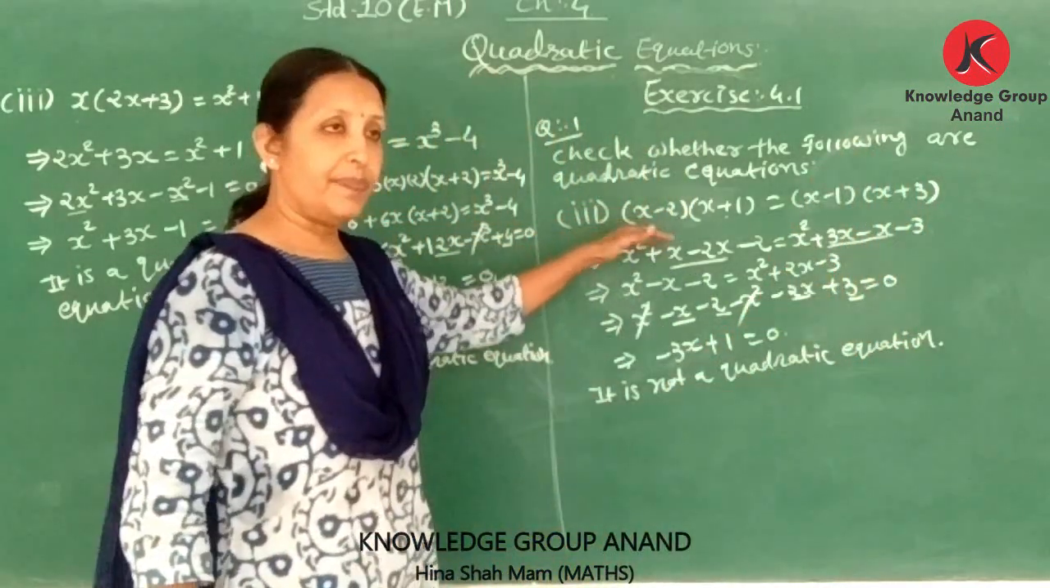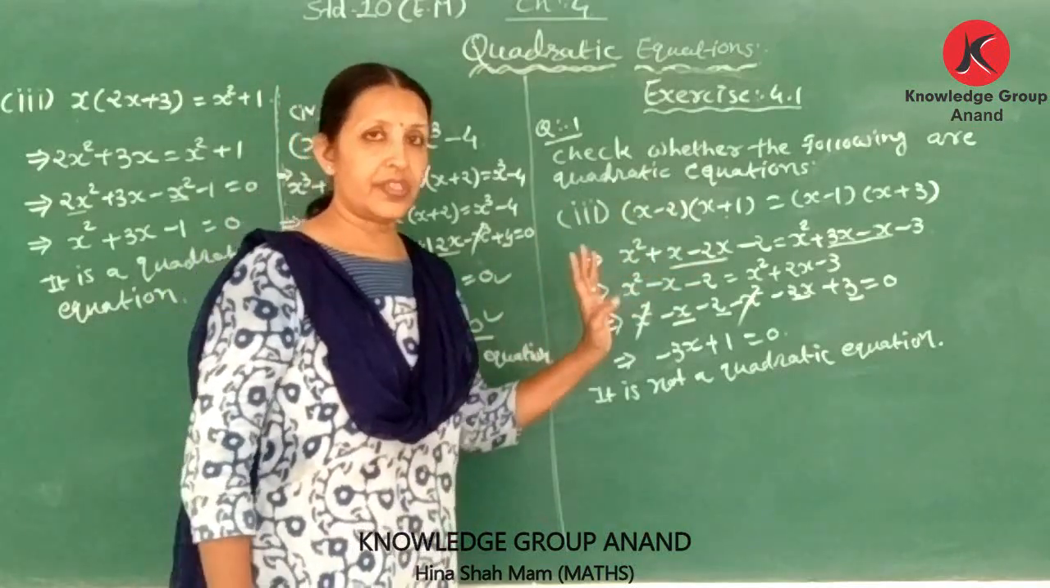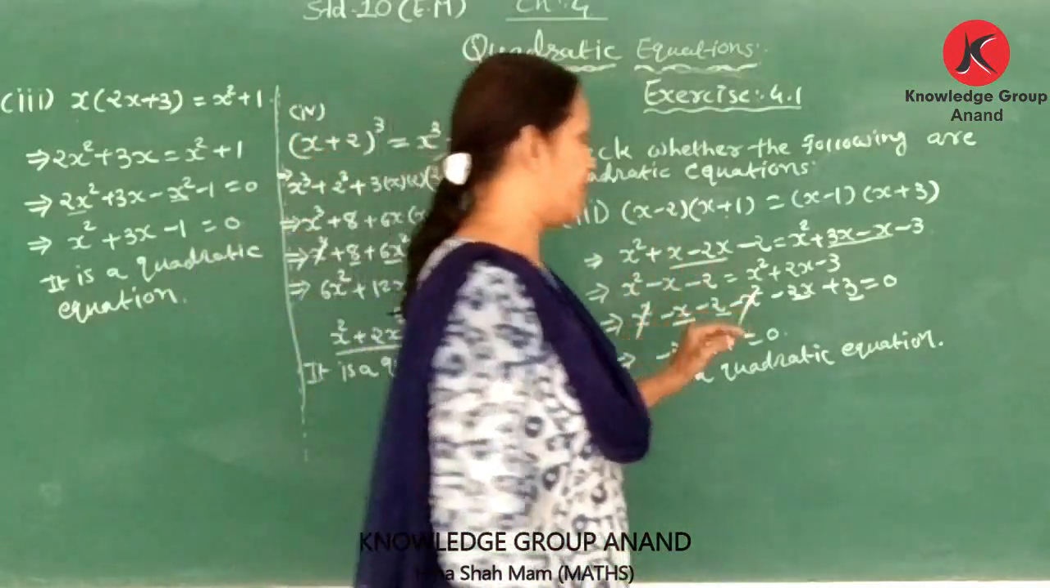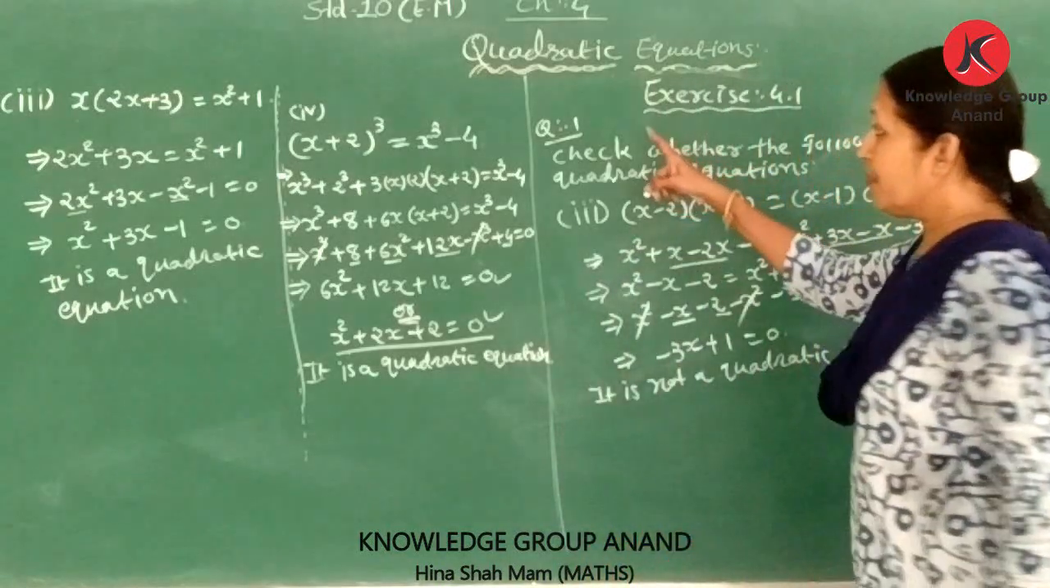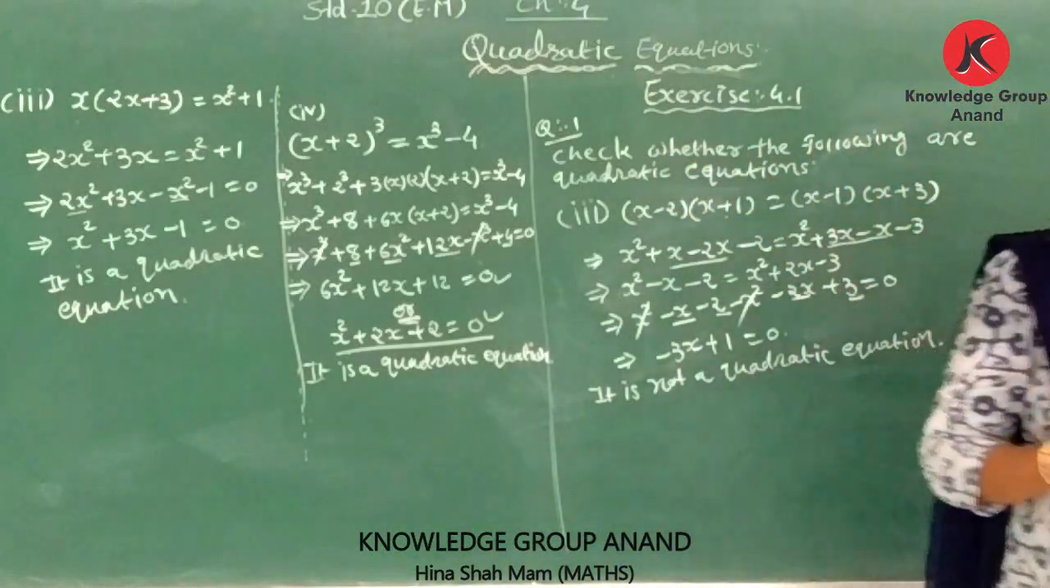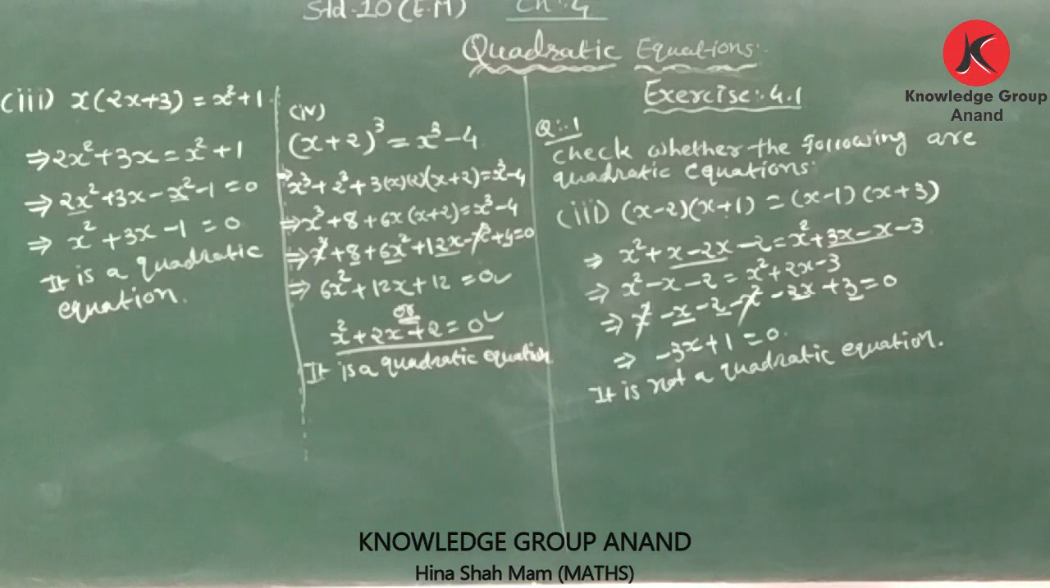Understood? First simplify, then say whether it is a quadratic equation or not. Question number 1, first and second, do it yourself in your homework. Okay.